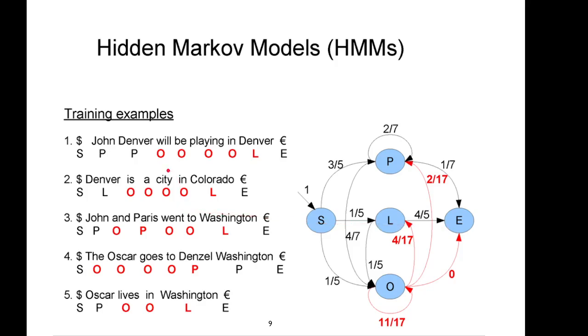And to complete the picture, here are the numbers for other. Other was very, very frequent. Overall, we had 17 transitions starting with the other state, and the most likely was that we remained in the other state with 11 out of 17. Location came after other 4 out of 17 times, and person only 2 out of 17 times.